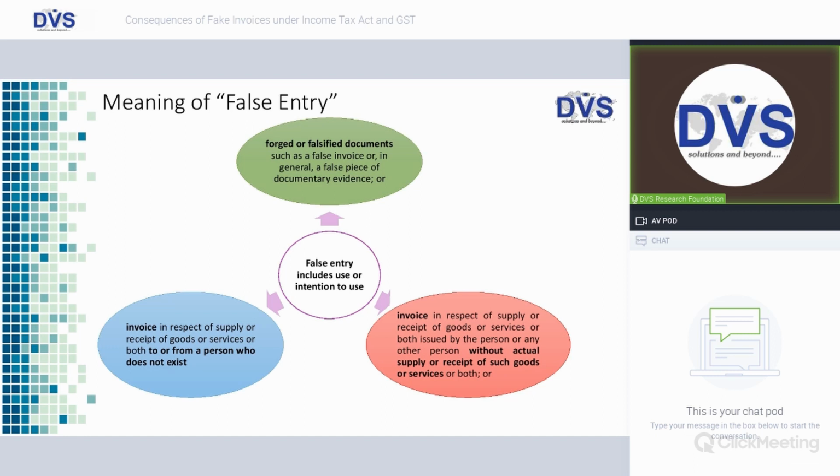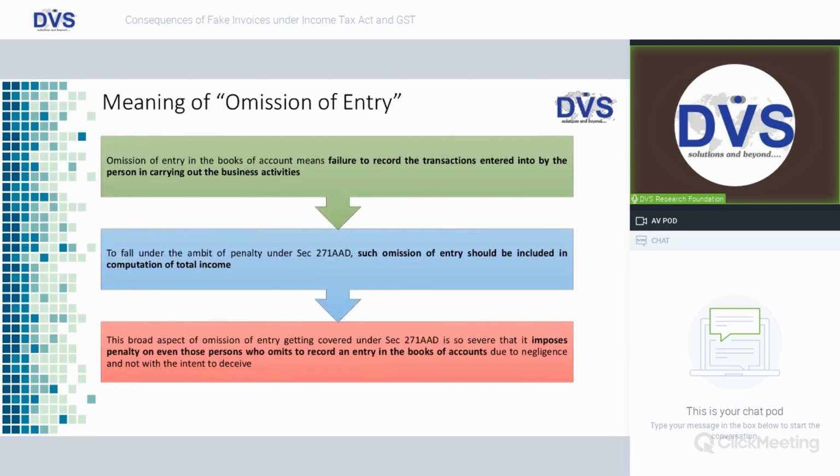Also, an invoice in respect of supply or receipt of goods or services, or both, issued by the person or any other person without actual supply or receipt of such goods or services. So only an invoice is being generated, but there is no sale of goods or services, and only an entry is being passed to record that transaction in the books of accounts. In such a scenario, that would be regarded as false entry.